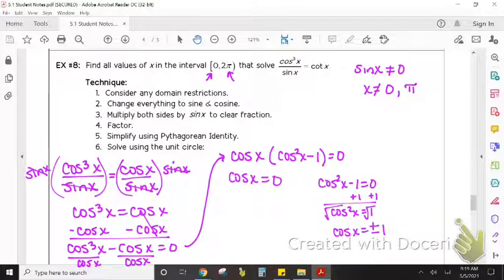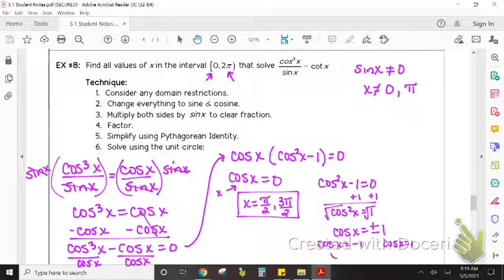So if cosine of x is 0, remember cosine is your x values on your unit circle. So x is 0 on the y-axis, so that would be at pi over 2 and at 3 pi over 2. Those are both good answers, okay? Those both work. Cosine of x equals positive or negative 1. Well, I'm going to split that up. So I'm going to look for where cosine of x is negative 1, and I'm going to look for where cosine of x is positive 1.